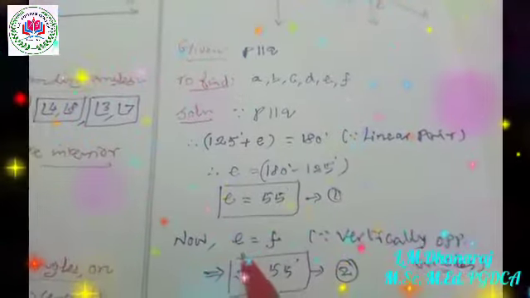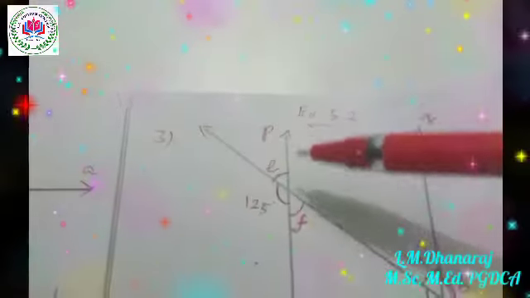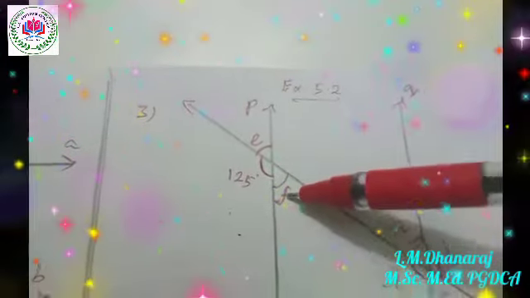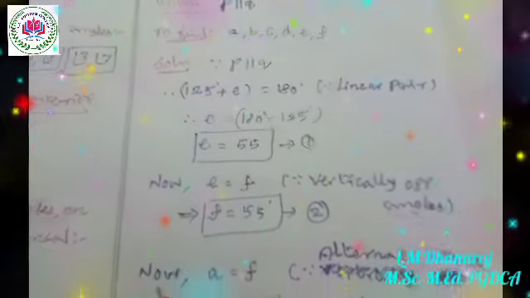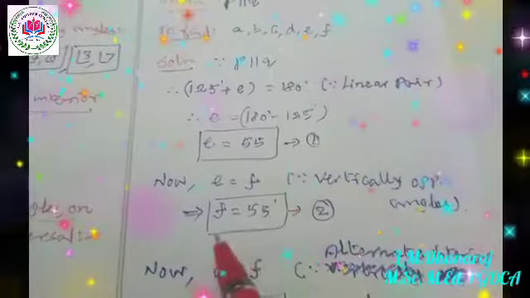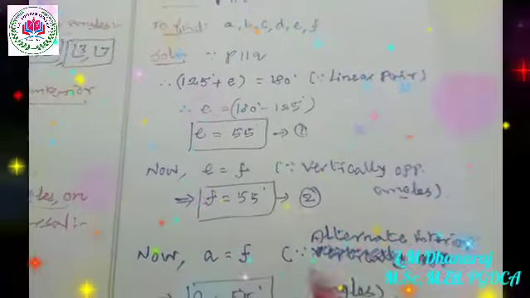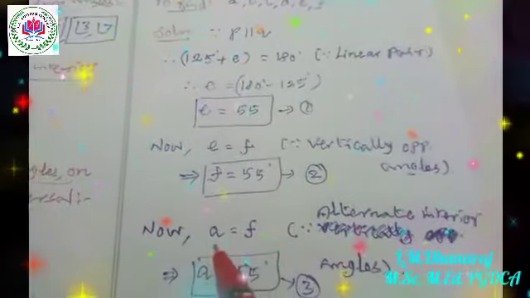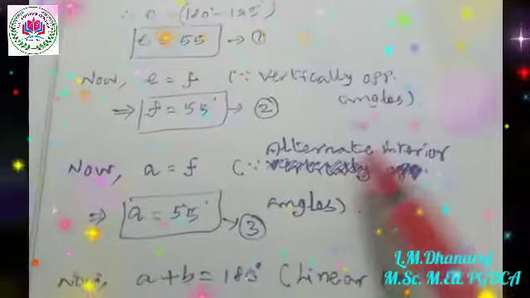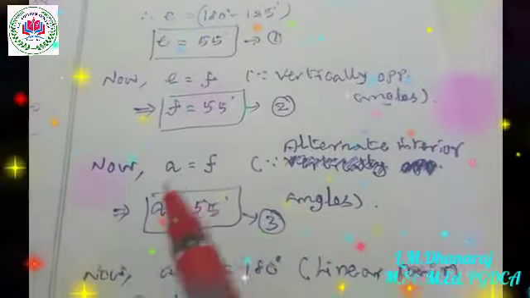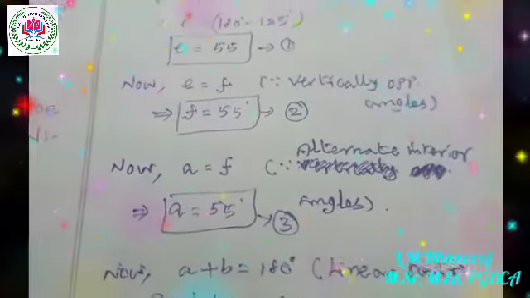Now angle E is equal to angle F, because these two are vertically opposite angles. So angle F is equal to 55. Make it equation number 2. Now angle A is equal to angle F, because these two are alternate interior angles. So A is equal to 55 degrees.